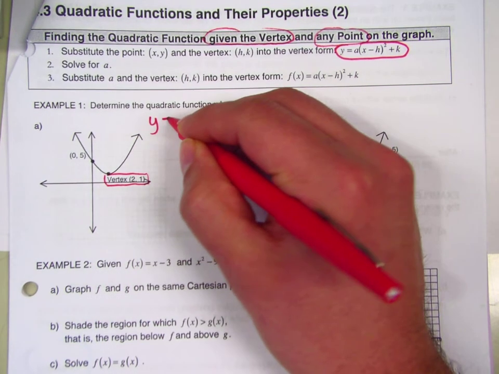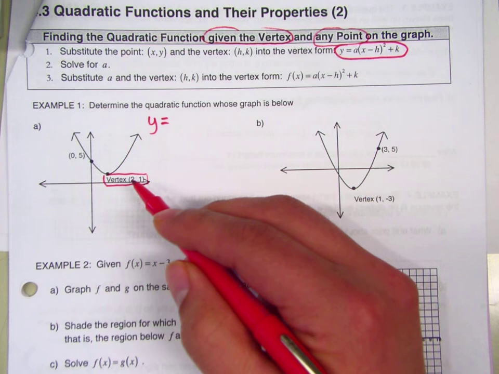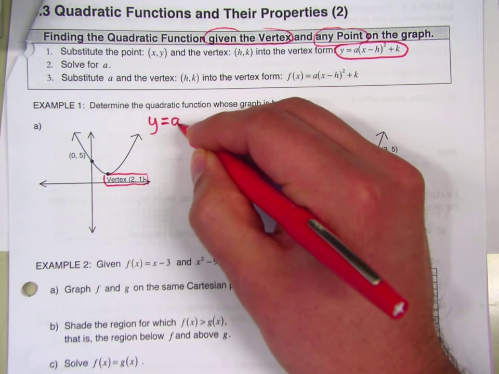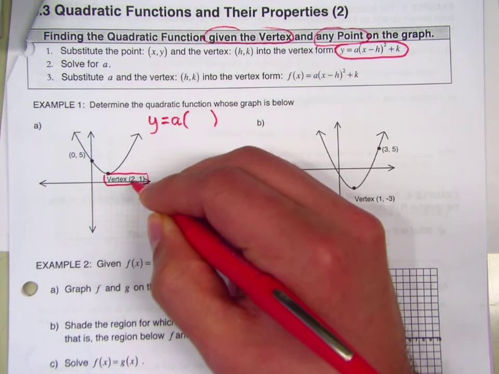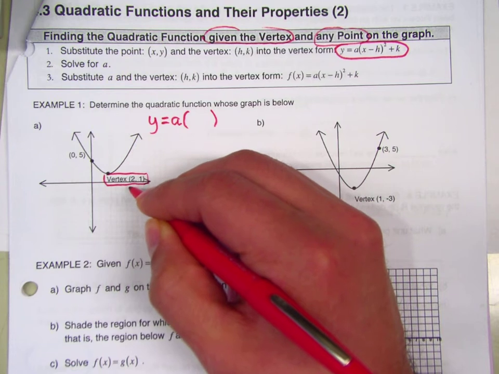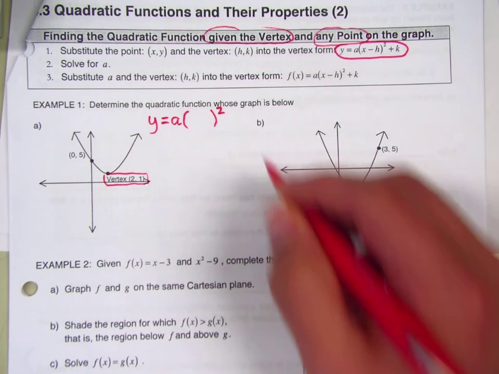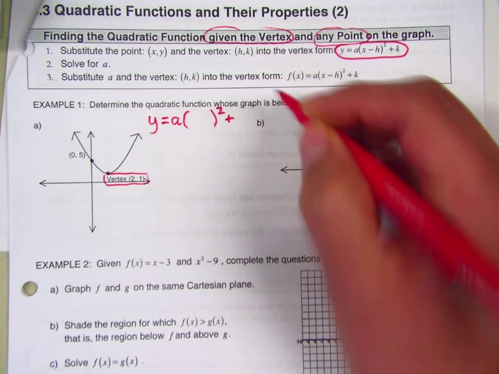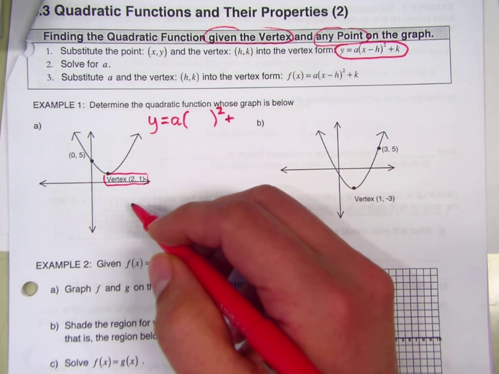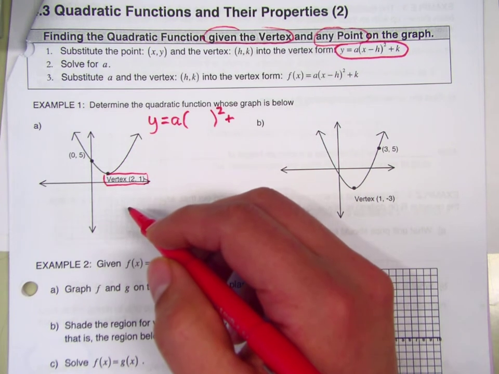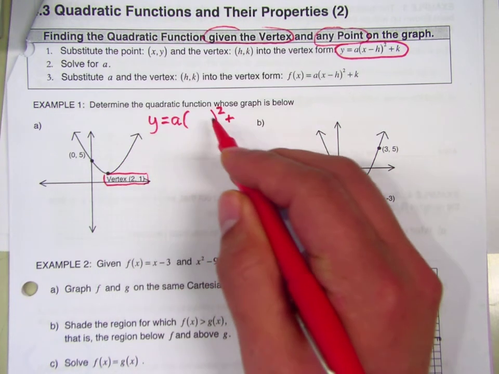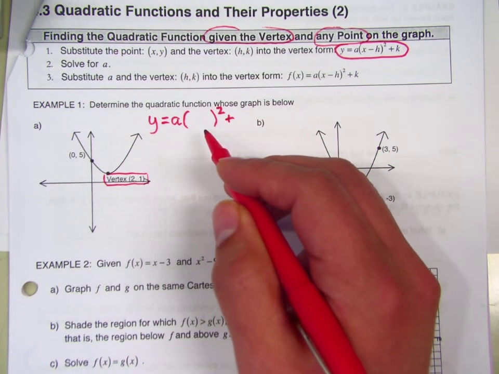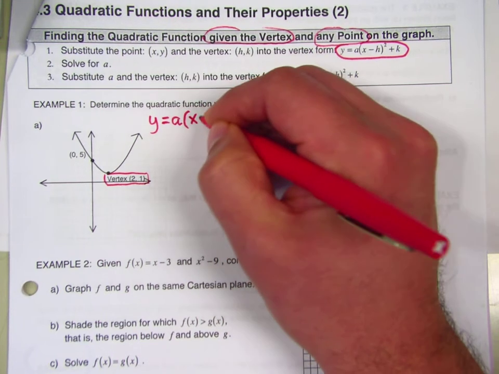So the equation, working backwards, we don't know a, but what does this part have to be if the x-coordinate is 2? If the vertex is 2, what does this have to be in the formula? How would it have gotten there in the first place? It's the opposite, so it's x minus 2.